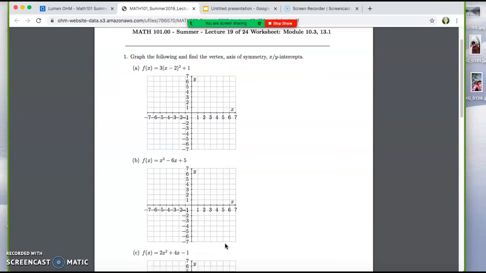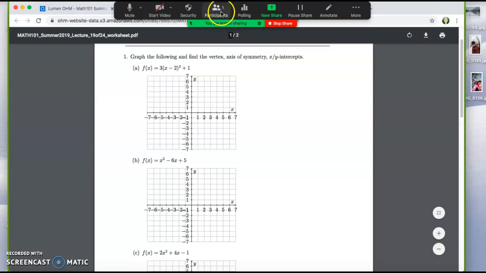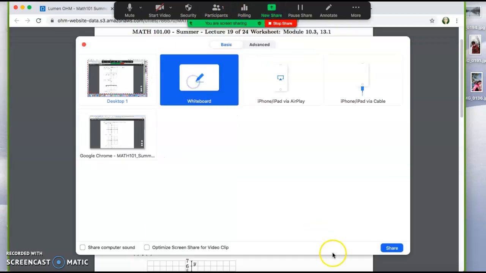So let's take a look at the first question. We're asked to graph the following and find the vertex, axis of symmetry, and the x and y intercepts. Our first example is the function f of x equals 3 times x minus 2 squared plus 1. So let's go ahead and start solving that.